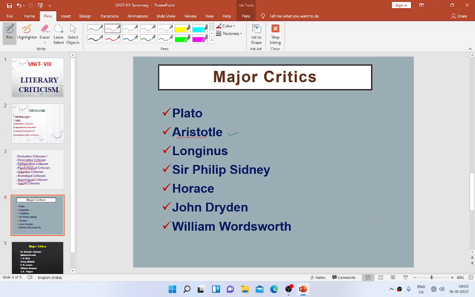Among his critical treatises, there are two which are most important: first, Poetics by Aristotle, and second, Rhetoric by Aristotle. Poetics deals with the art of poetry, and Rhetoric deals with the art of speaking. Poetics is a short book of 50 pages. It contains 26 small chapters. The initial four chapters and the 25th chapter address poetry.